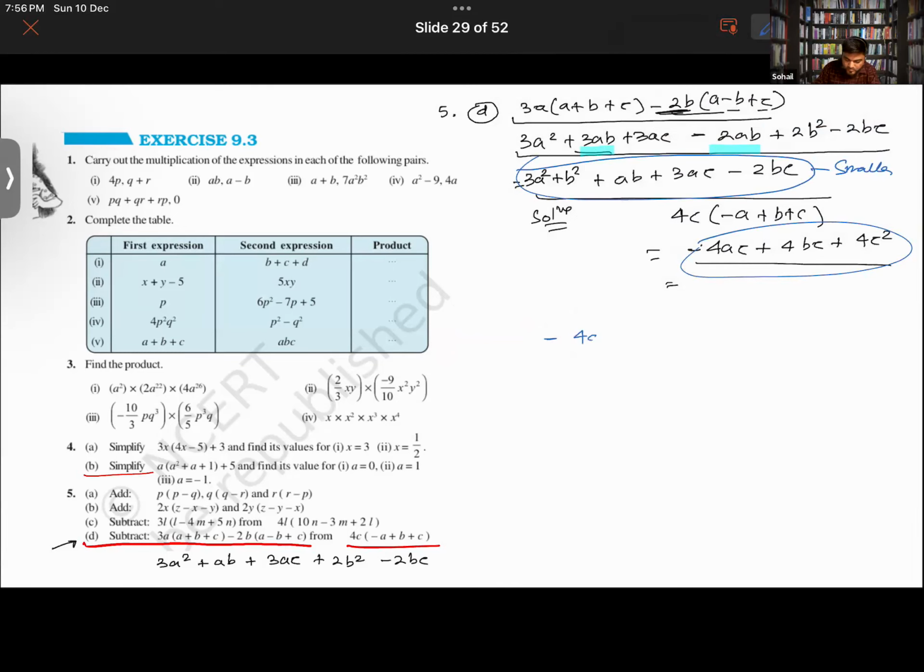So there are several identities, right? For example, a plus b whole square will always be equal to a square plus 2ab plus b square. Or a minus b whole square will always be equal to a square minus 2ab plus b square. Or a plus b multiplied by a minus b will be a square minus b square. So these are some of the identities which we are going to study.